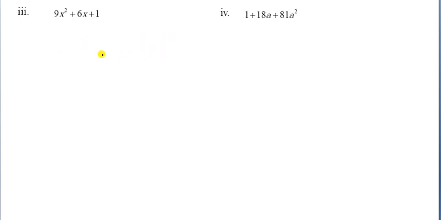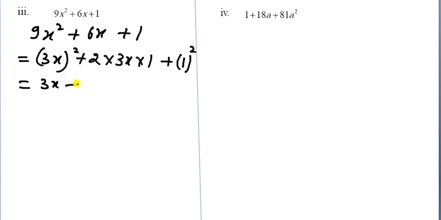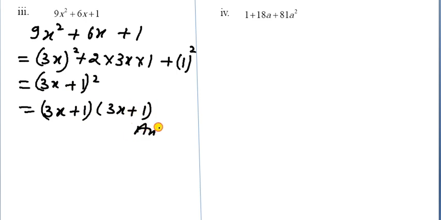So it has 2 questions, so let us see. Yes, it is 9x square plus 6x plus 1. So it is (3x) whole square, and here is 2 into 3x into 1, and here is (1) whole square. So you have to write it as (3x + 1) whole square. So you can write it as 2 times, so that one is (3x + 1), and once again (3x + 1), and that one is your answer.